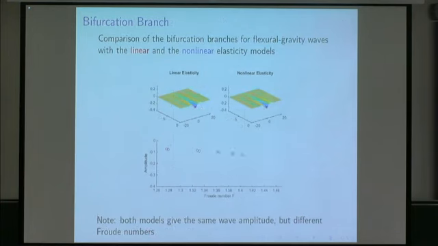So let's compare a linear and nonlinear model of bifurcation branches. Well, they look pretty similar. The waves look pretty similar, but the branches start to deviate. So in here, I've parameterized using Froude number.